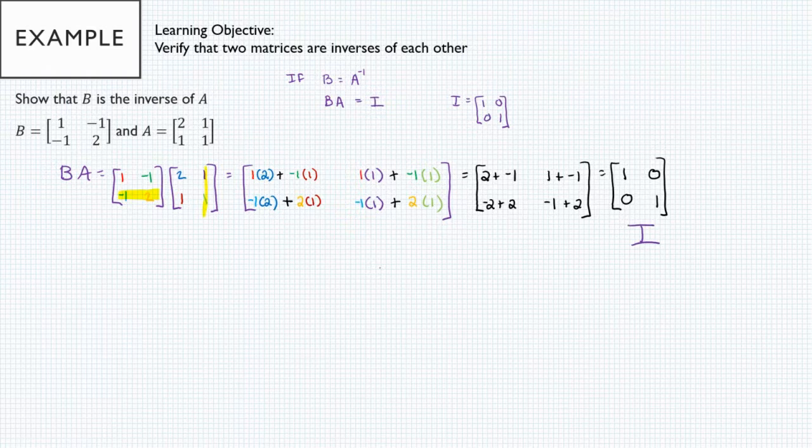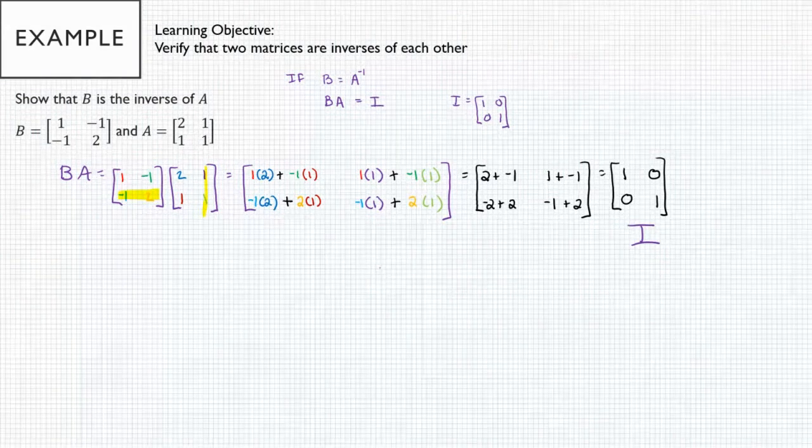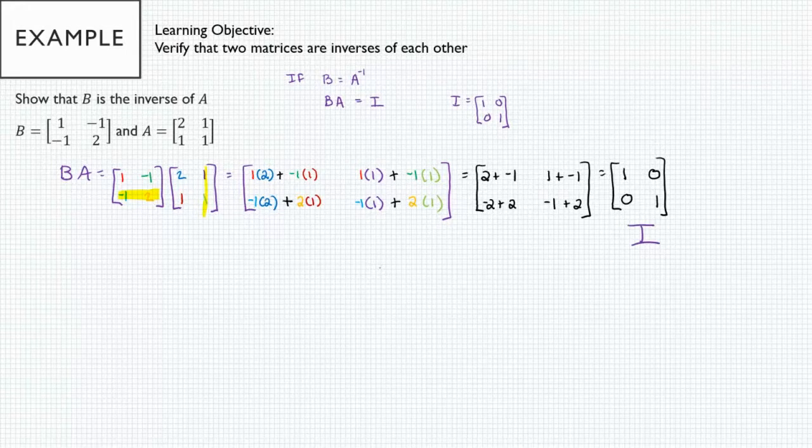So if you multiply two matrices together and you end up with the identity at the very end, that means that these are inverses. So we have just proven that these are inverses by doing this multiplication, because we ended up with the identity at the very end.